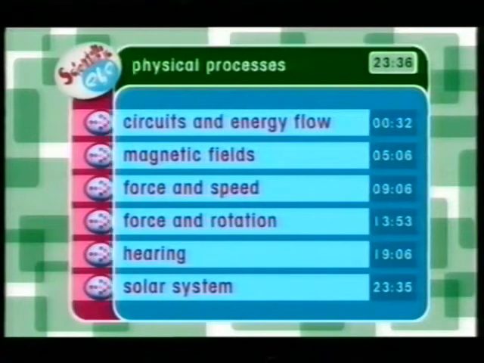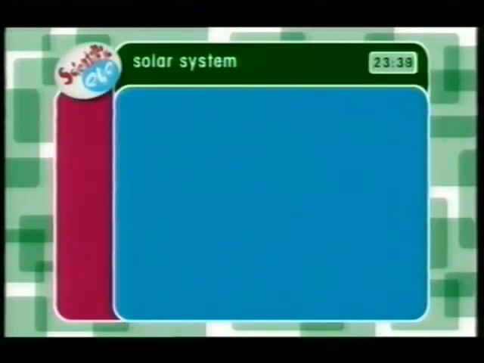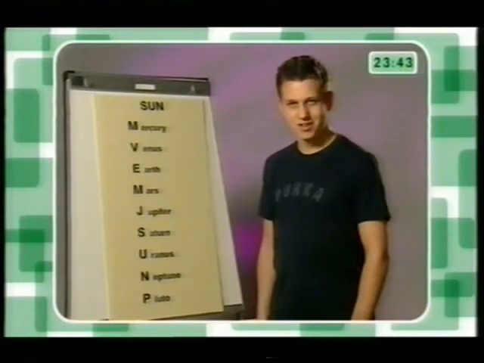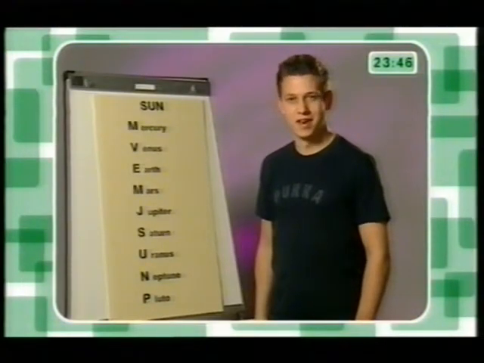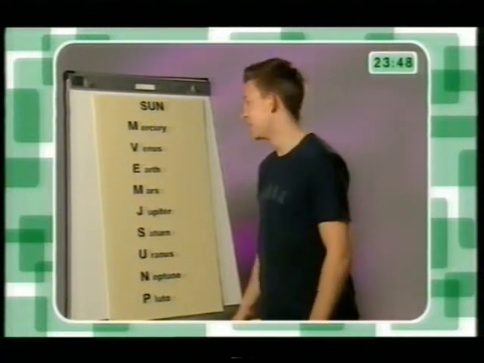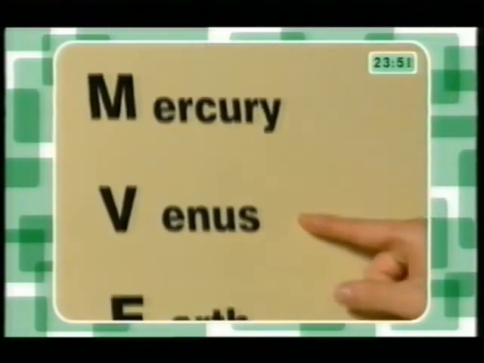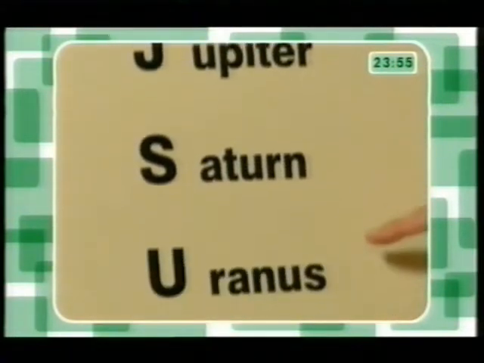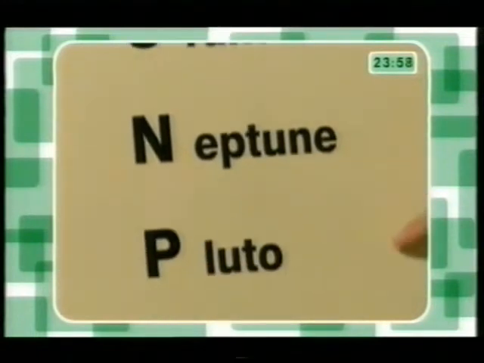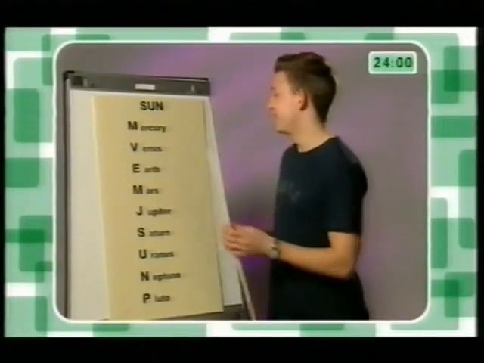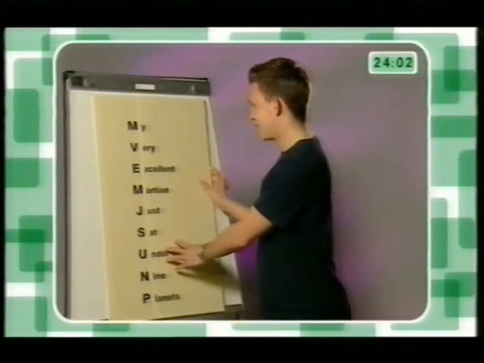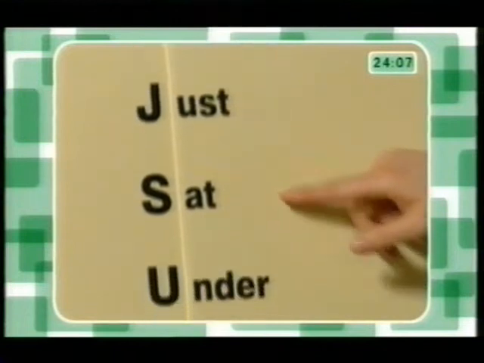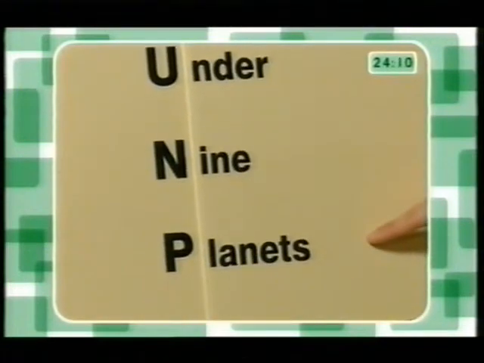This next section revises the solar system. Here's what you need to know. Our solar system is made up of the Sun and 9 planets. Moving outwards from the Sun: Mercury, Venus, Earth, Mars, Jupiter, Saturn, Uranus, Neptune and Pluto. Let's make that a little bit easier to understand the order. My very excellent Martian just sat under 9 planets.